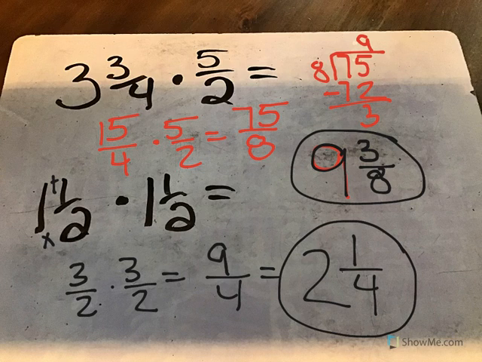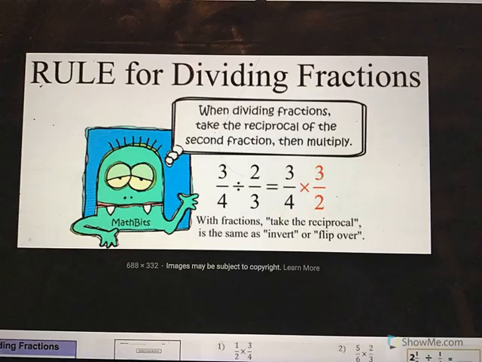So that is how you multiply fractions. Numerator by numerator, denominator by denominator, simplify if needed. If they are a mixed number, turn them into an improper fraction, and then, of course, you multiply top and top and bottom. All right, so dividing fractions.